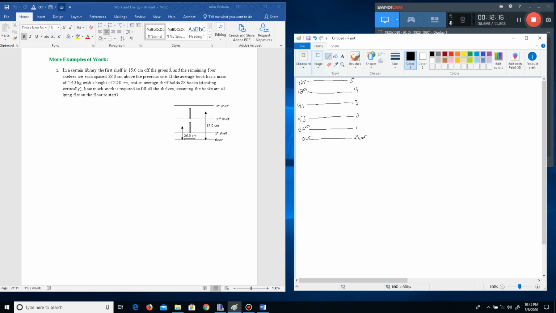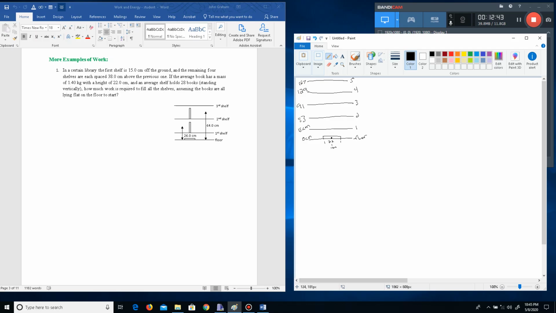So the book itself is 22 centimeters in height. Okay, so it's 22 centimeters long. And center of mass is going to be at 11. That's going to be important to know.